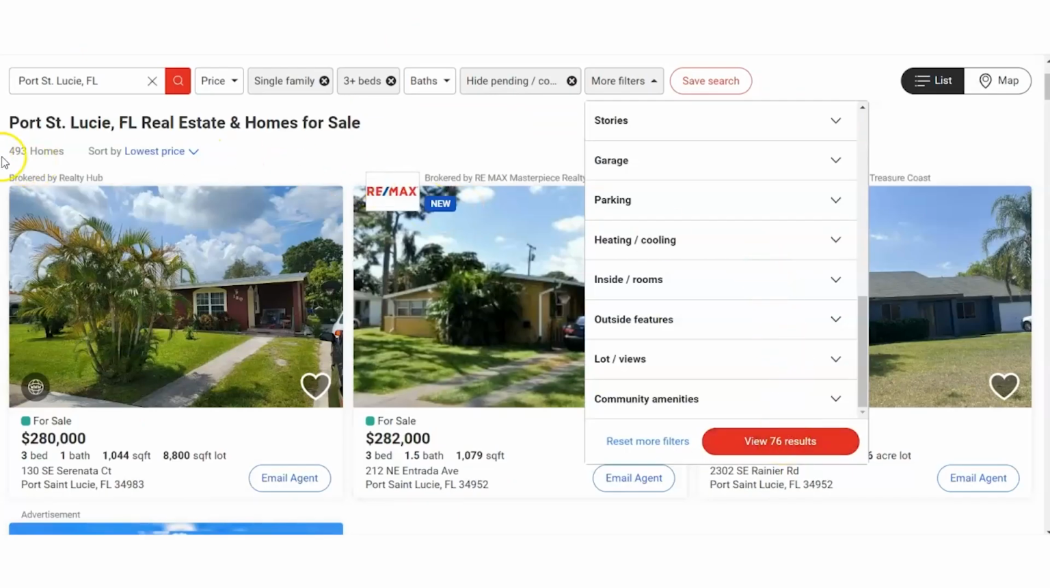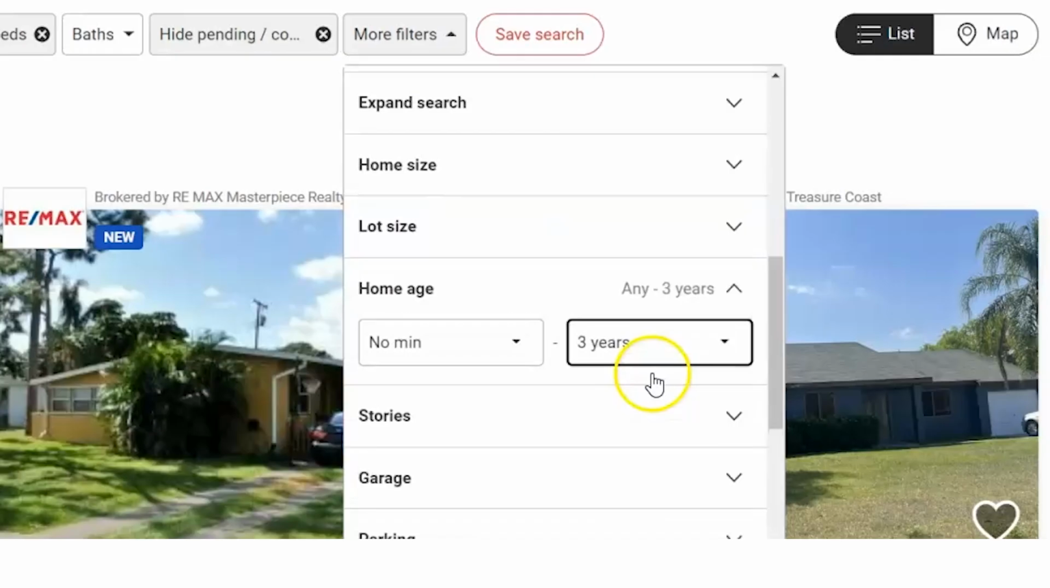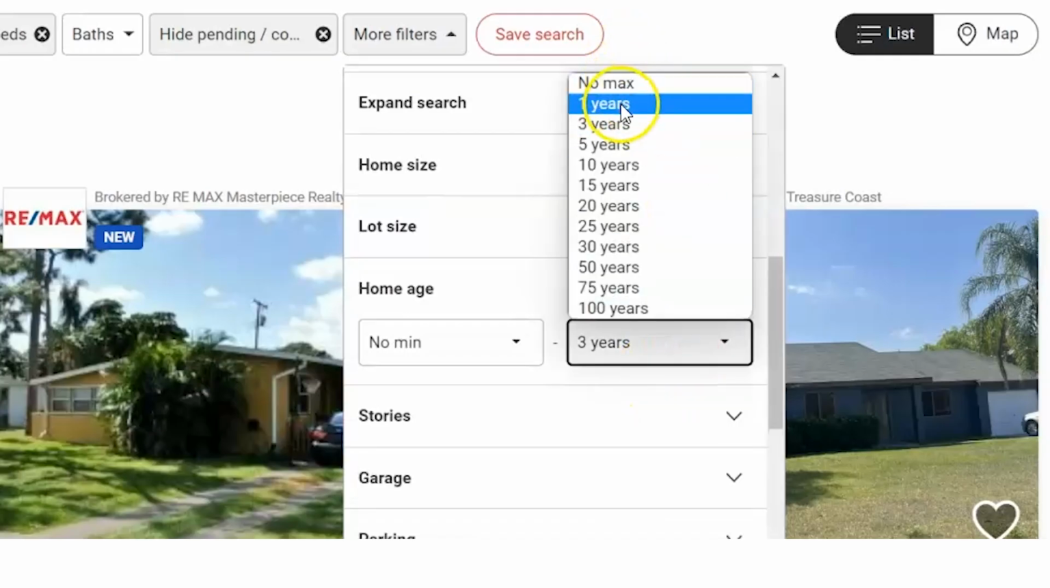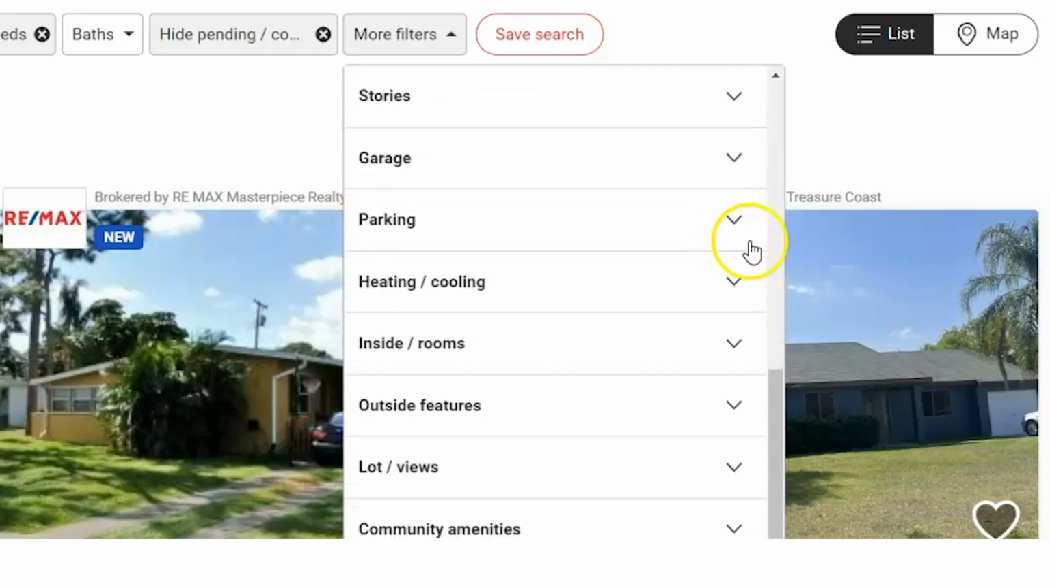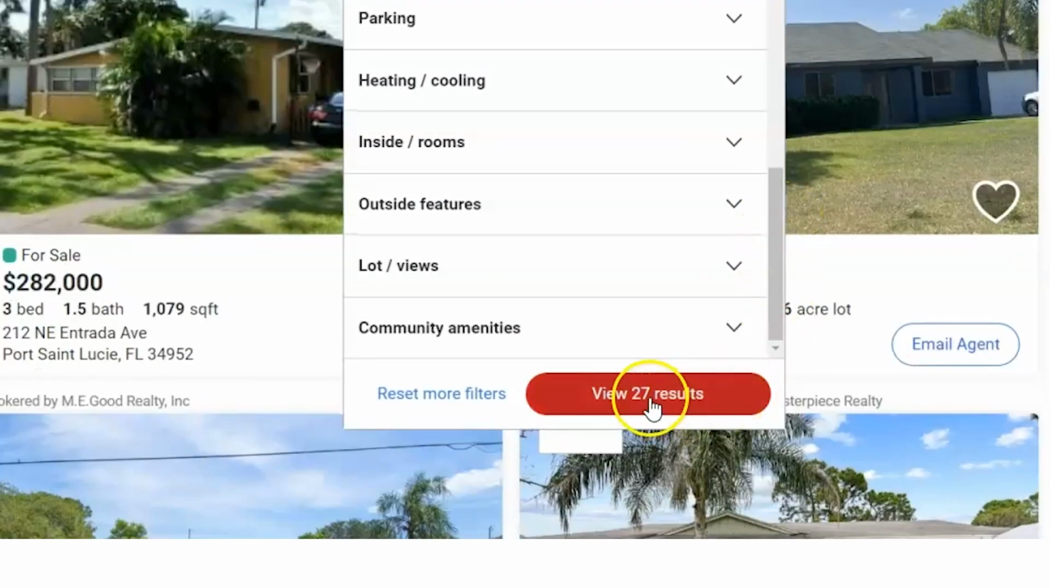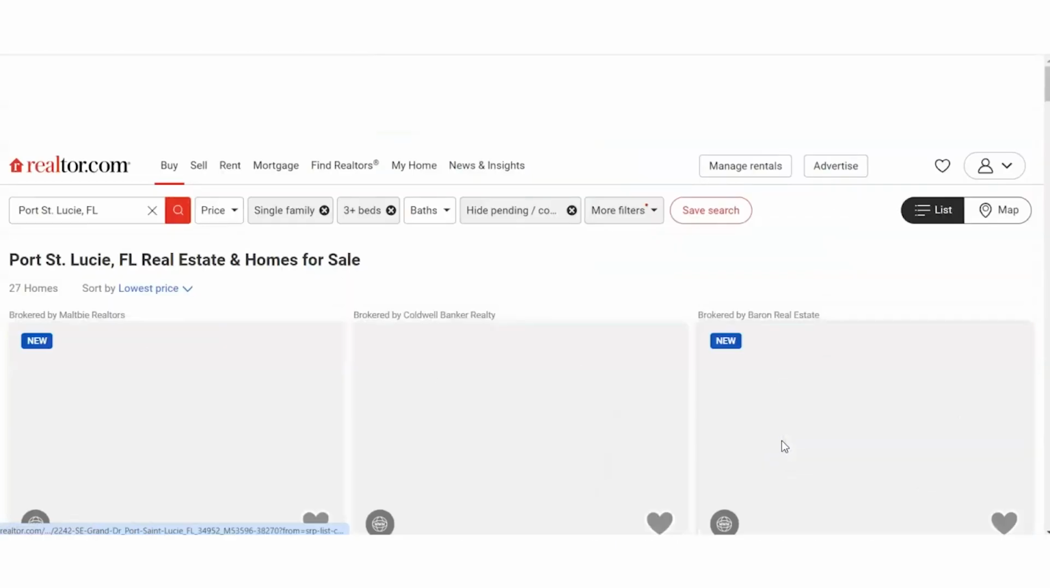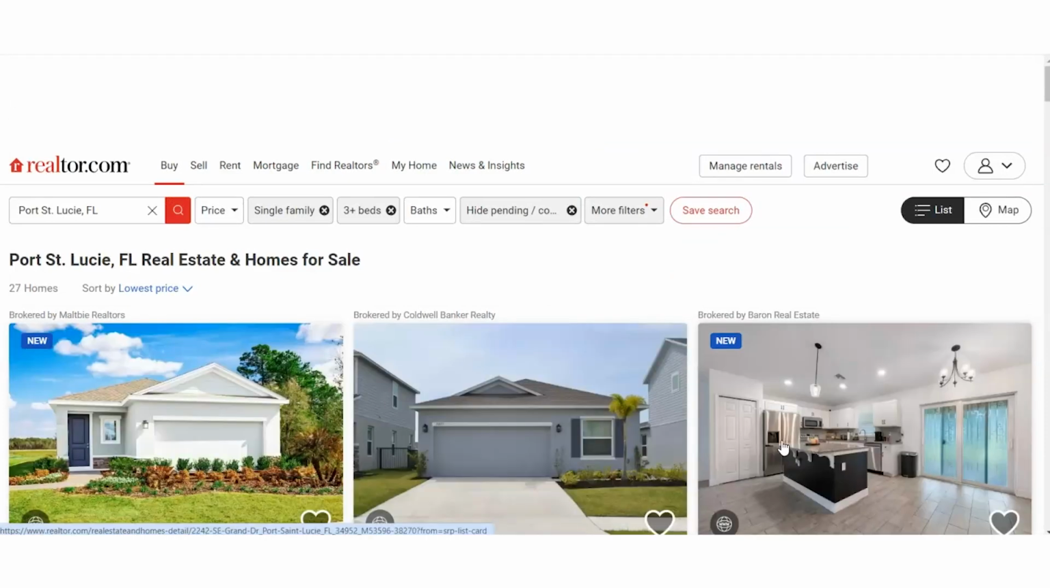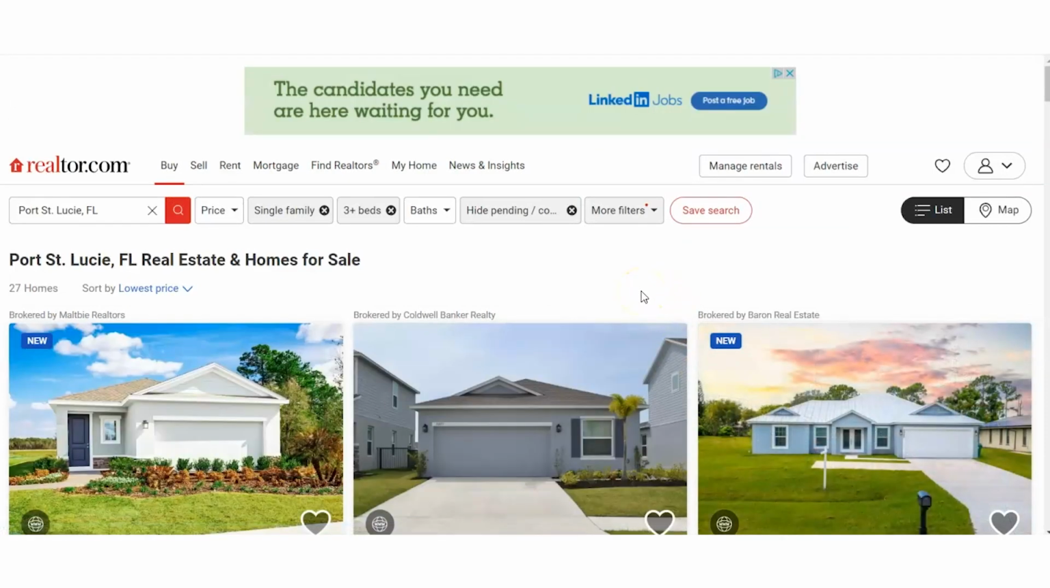All right, so that means that out of 493 homes for sale, 76 of them are no older than 3 years, which is interesting. I'm going to go down here now and I'm going to change this to 1 year. And that number is now going to go to 27 results. So let's go ahead and take a look at these. And this is what I want to point out to you guys, because a lot of people, I think, in this market are missing this.